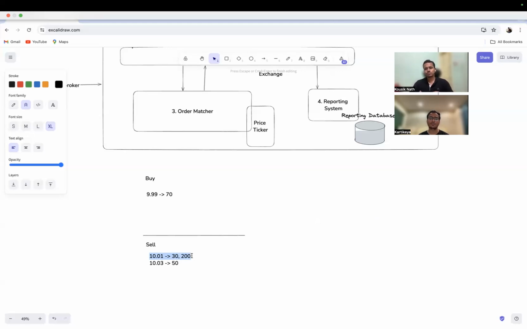Yeah, I think it looks good. So once the matching happens, the order matcher also publishes an event saying order matched, buyer details, seller details, buyer price, volume, seller price, volume, and everything, which can eventually be used by the reporting system. And definitely after the matching happens, as you said, the price ticker algorithm is invoked and the new price is generated and broadcasted or multicasted or whatever, right, to the other users. So that's how I think it can work. That's what I have in my mind.